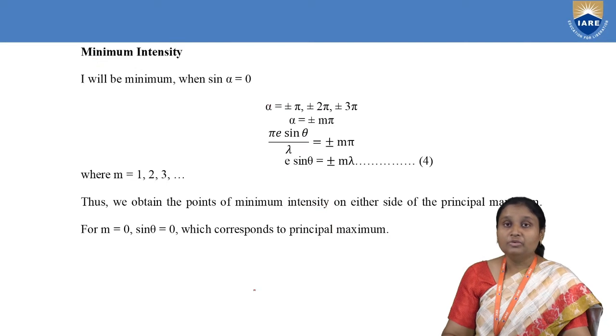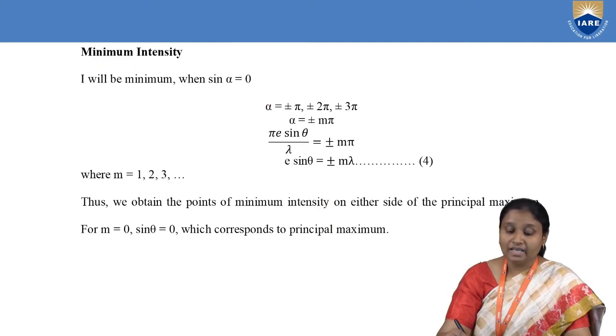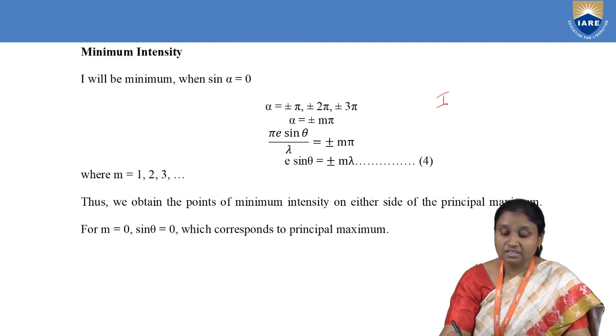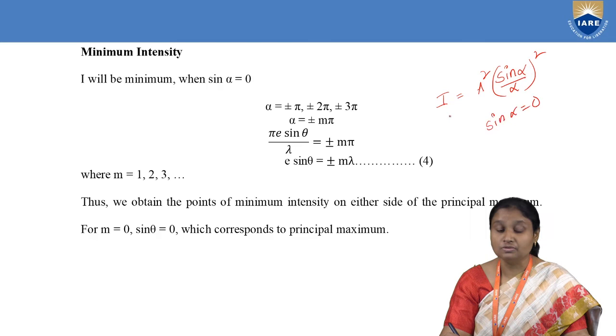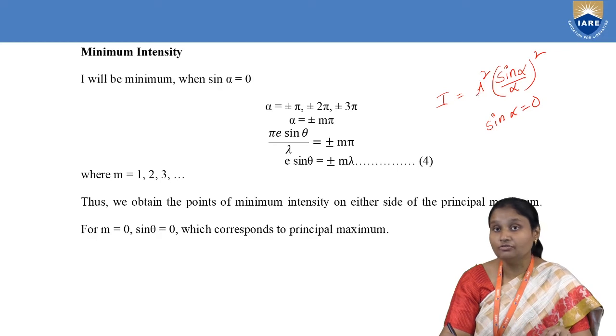Then we'll talk about minimum intensities, minimas. Now again I have the expression for intensity. Intensity is A square sine alpha by alpha whole square, and the minimum is 0. Intensity will be 0 if I consider sine alpha to be 0. If I put sine alpha as 0, then my intensity will become 0, and then I can get minimum intensity. I cannot take A to be 0 because it is n times the amplitude of each wave.